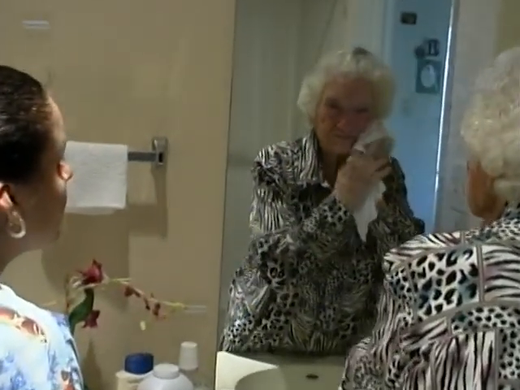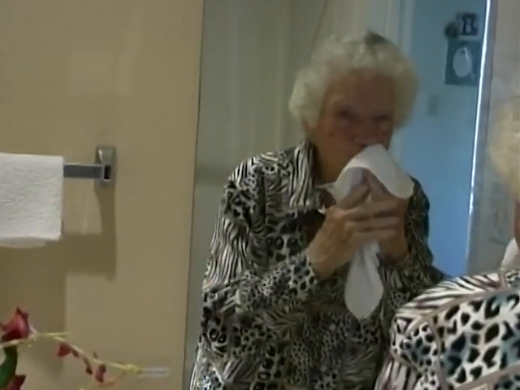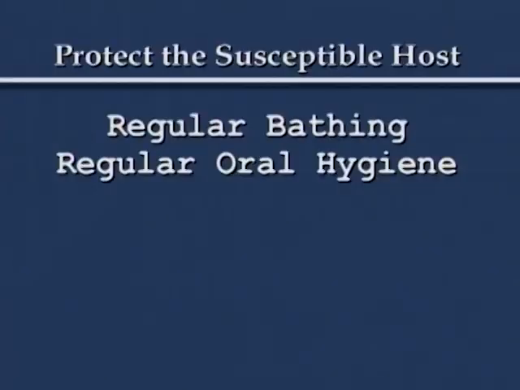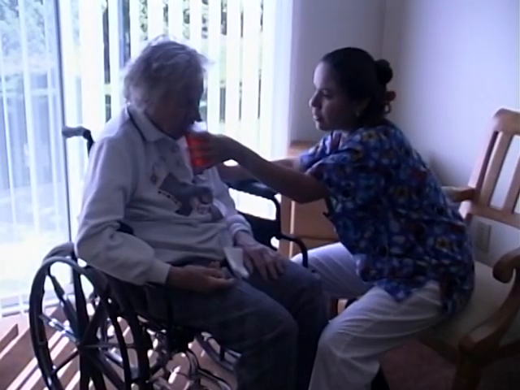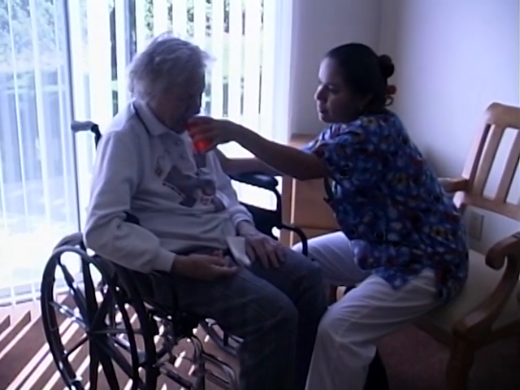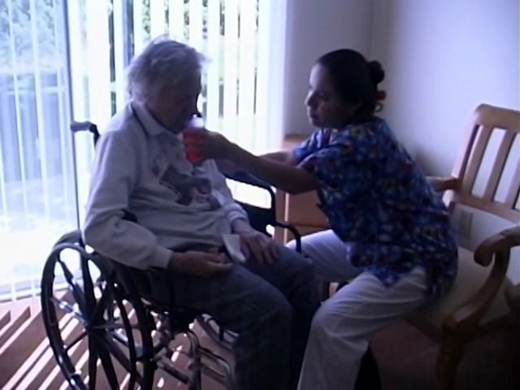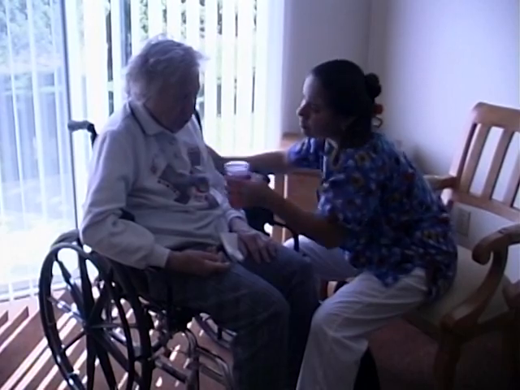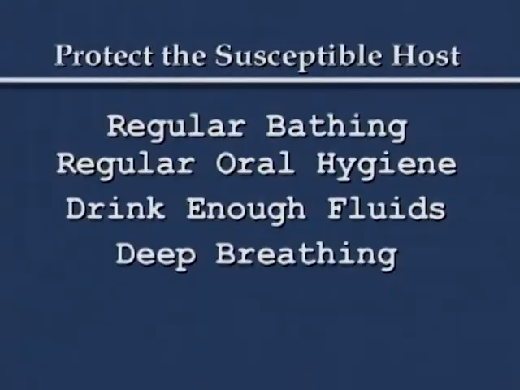First, simple regular bathing to help remove germs from the surface of the skin. Regular oral hygiene to protect the teeth, the gums, and the mouth. Adequate fluid intake. Make sure your residents drink enough water or fluids each day. Persons with respiratory conditions such as emphysema or COPD may need to implement daily deep breathing and coughing exercises to help keep the lower airways clear of mucus.